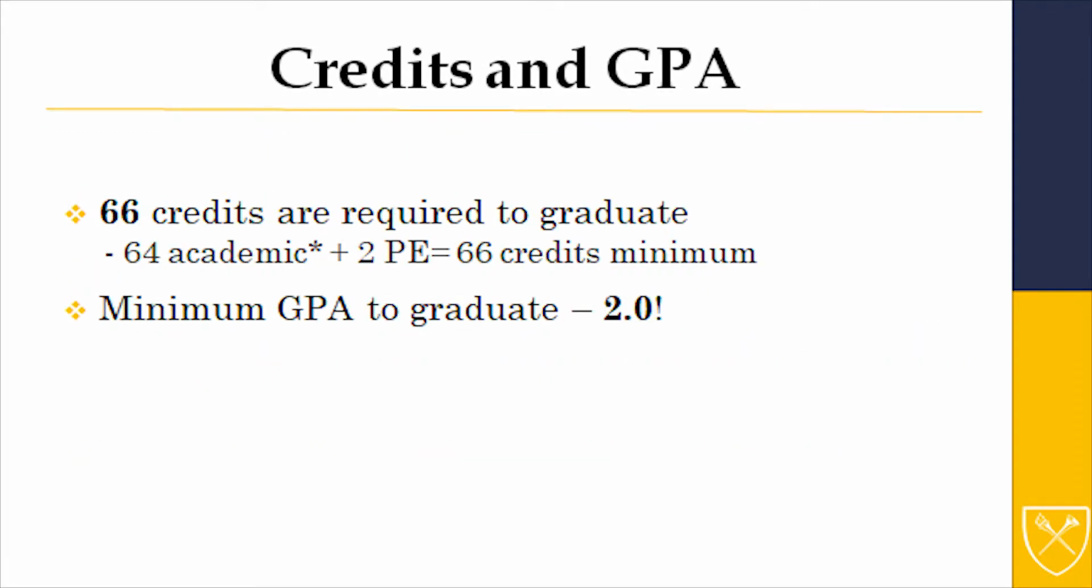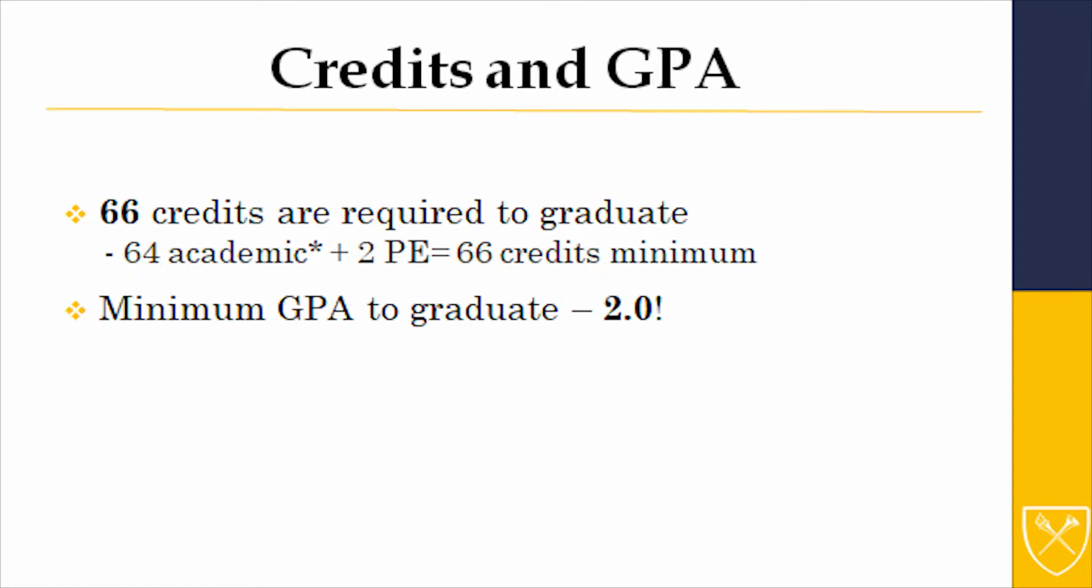To graduate from Oxford and move on to Emory's Atlanta campus, students must complete a total of 66 credits. At least 64 of these credits must be academic. All classes except PE count as academic. Speaking of PE, students are also required to pass 2 PE classes to graduate from Oxford.